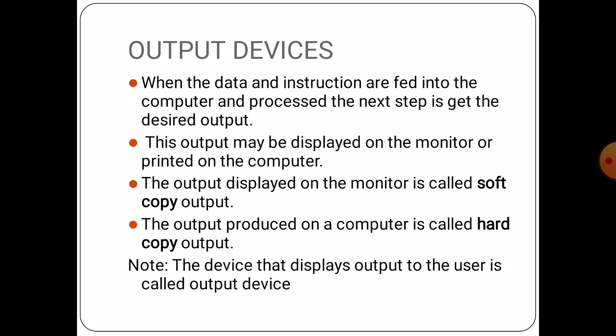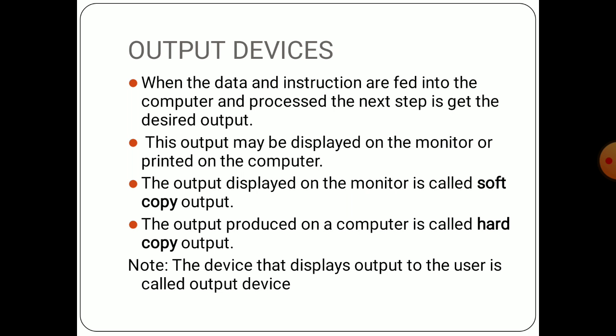So the output devices are used to display the processed information, or your output, to the outside world. When the data and the instructions are fed into a computer system and processed, the next step is that the desired output has to be displayed. To display on your monitor screen or to print, we use these output devices. The output can be of two types: soft copy output and hard copy output. The data displayed on your monitor screen is soft copy data, and the data produced on paper is called the hard copy of the data.